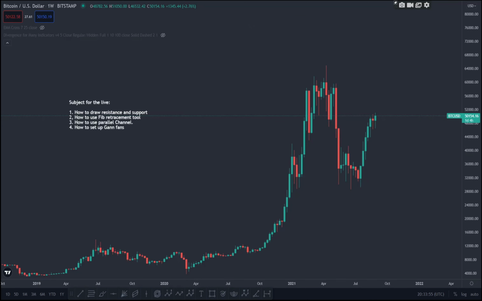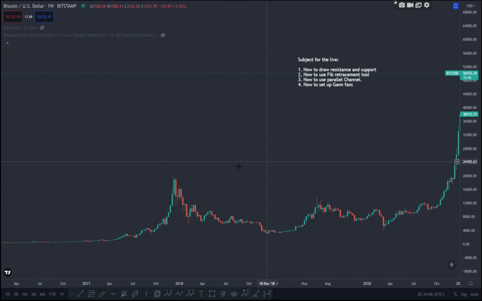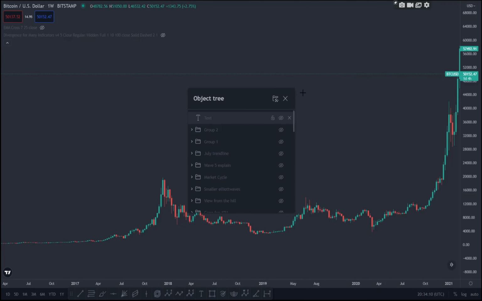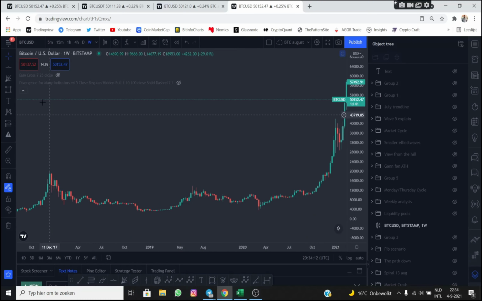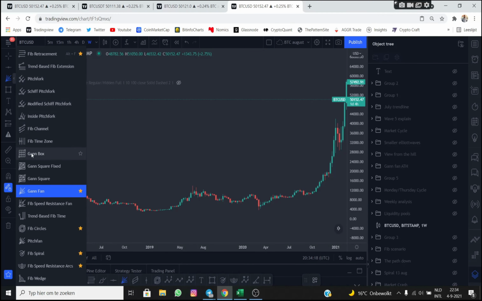Time for topic 2, which is how to use the retracement tool. Before I start, I'm not a financial advisor, I'm not a professional, and this is just for your edutainment only. So let's hide this text right here. We're going to start using the Fib retracement. You can find it right here, Fib retracement.